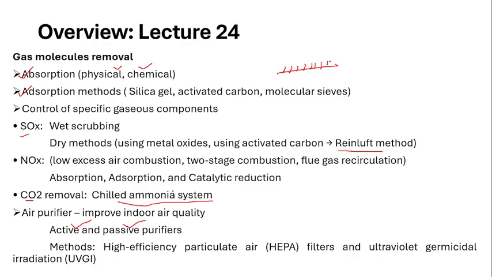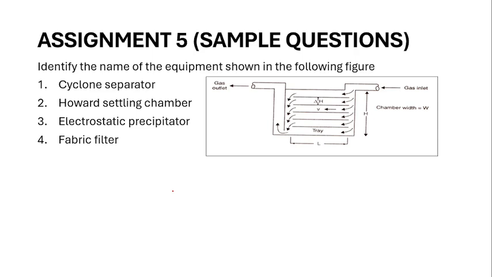So now we have seen the brief about the week 5 lecture, which is air pollution control. Now we will discuss the sample questions for this week. So the first question is: identify the name of the equipment shown in the following figure. What is this equipment?